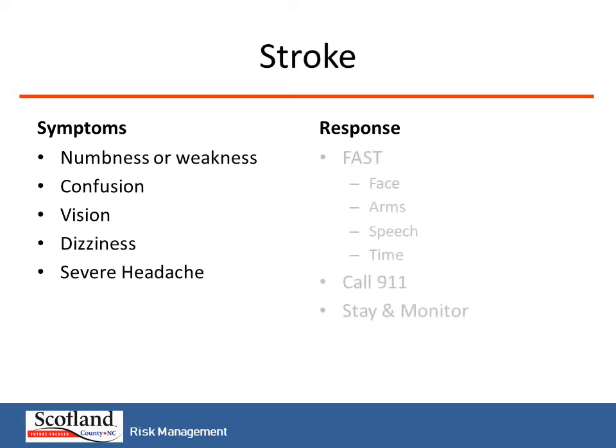If you suspect a stroke, act fast. F is for face. Ask the person to smile. Does one side droop? A is for arms. Ask the person to raise both arms. Does one arm drift downward? S is for speech. Ask the person to repeat a phrase. Is their speech slurred or strange? T is for time. If you observe any of these signs, call 911 immediately.